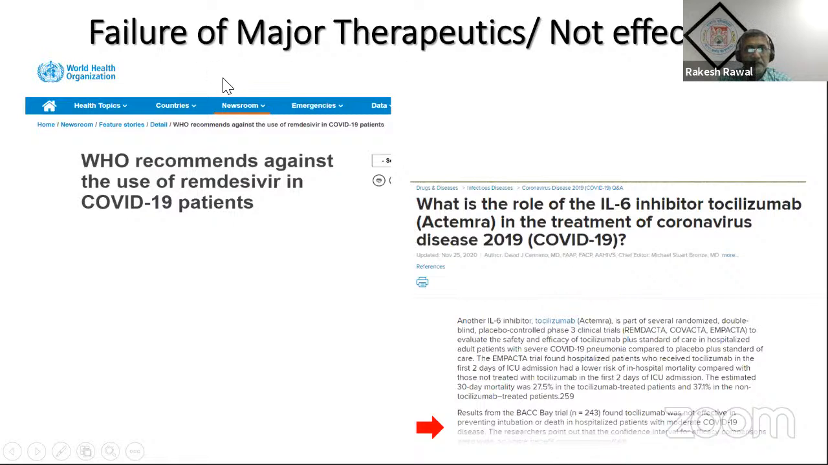So there are a few failures of major therapeutics because they were not effective. So WHO recommends against the use of remdesivir in COVID-19 patients. And the tocilizumab, which is an IL-6 inhibitor, was used to treat the cytokine storm. In one of the largest trials, the BIIS-7 trial, which had 243 patients, they found that tocilizumab was not effective in preventing intubation or death in hospitalized patients with moderate disease.